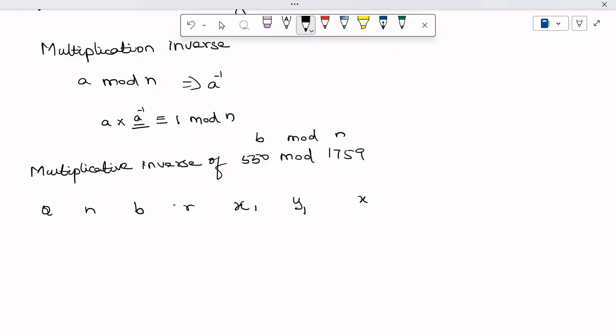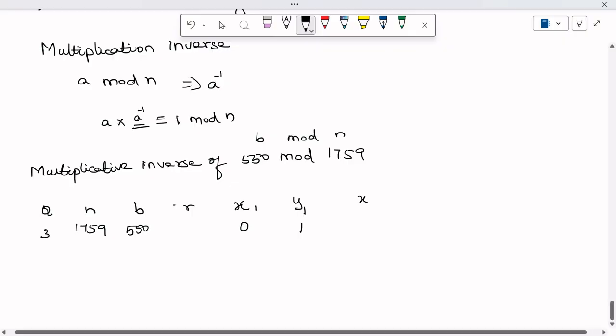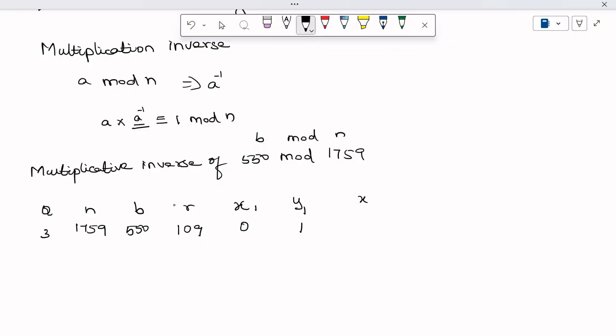So here what is N? N is 1759. What is B? 550. Here we will have some standard values. For the initial iteration, x1 is equal to 0 and y1 is equal to 1. Now 1759 and 550. So what is the quotient? 1759 divided by 550. If you divide, we get the quotient as 3 and the remainder is 109.